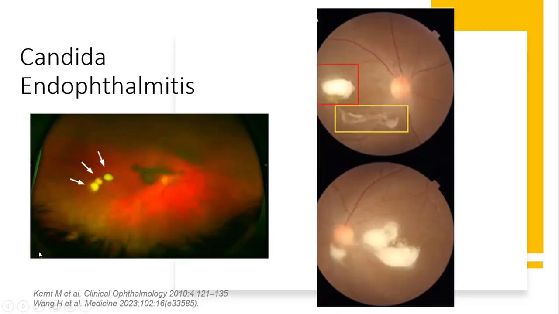So these are images of how the Candida endophthalmitis looks like, and I think we have also seen some examples in the cases presented today.